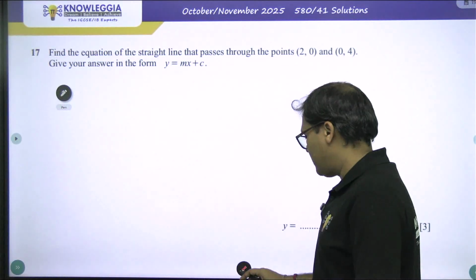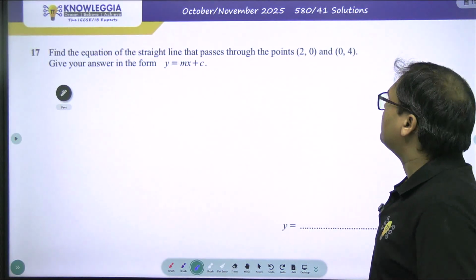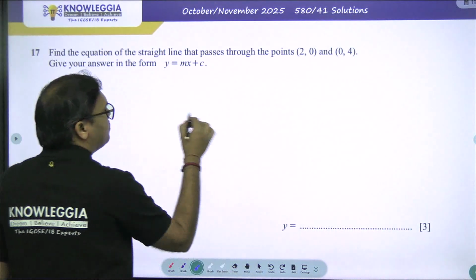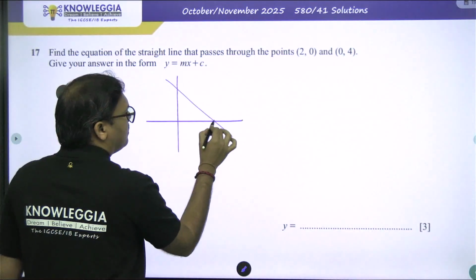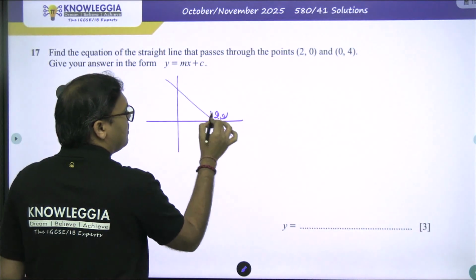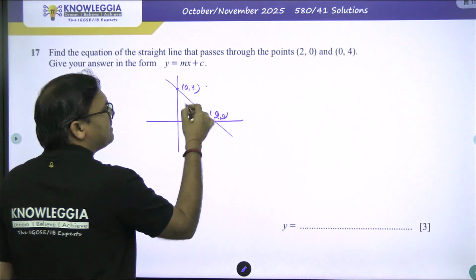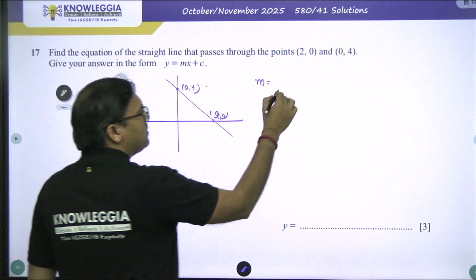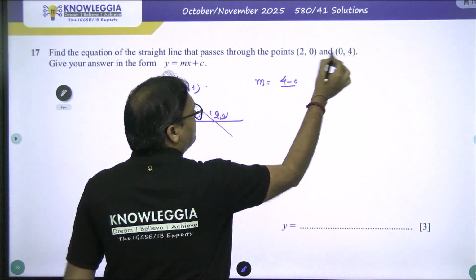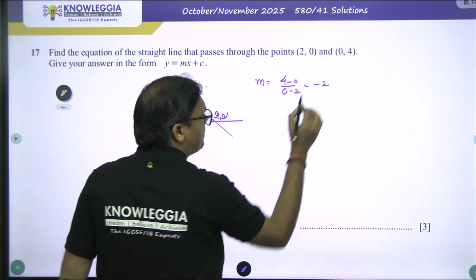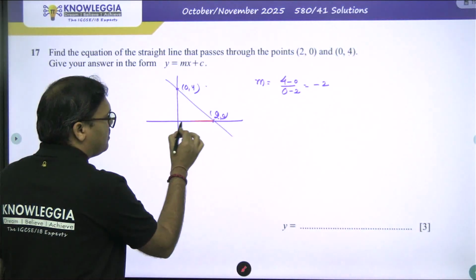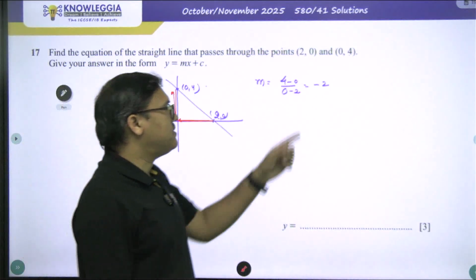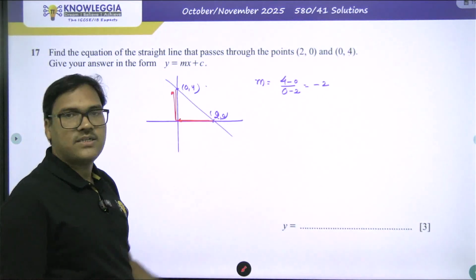The next question is on coordinate geometry. Find the equation of the straight line passing through (2, 0) and (0, 4). So you can see, the line is passing through (2, 0) and (0, 4). What is the y-intercept? 4. And what is the gradient? The gradient is y2 minus y1 upon x2 minus x1. This is 4 minus 0 upon 0 minus 2, which is equal to minus 2. Or you can say this is rise upon run, but in the negative direction. So that is why this is negative: 4 by 2 in the negative direction, that is minus 2.